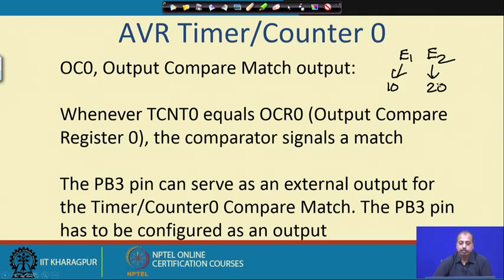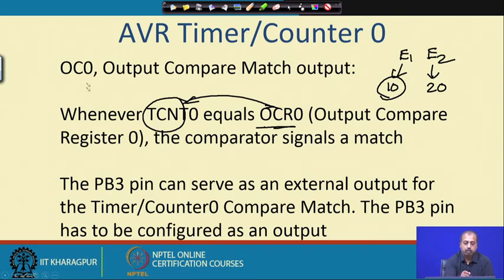However, in the case of the AVR microcontroller, we have another register called the output compare register, OCR. In this OCR, you can load a value, say 10 initially, and start the timer. When the timer goes up to 10, TCNT0 will match with OCR0, and accordingly the OC0 output will be made 1. So you get the information that this is the time to activate the action E1.